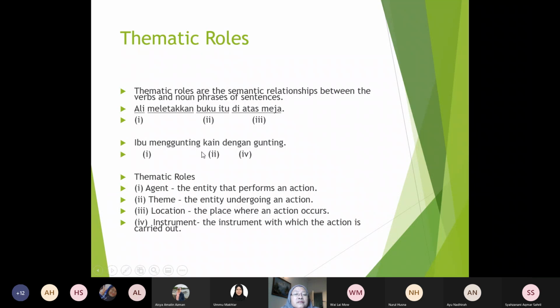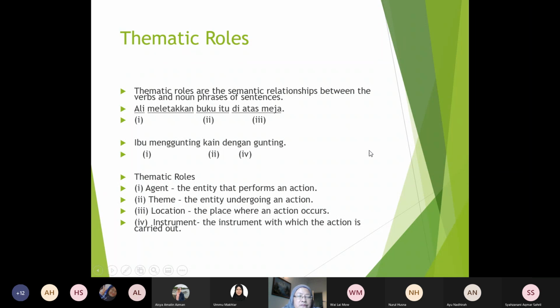Ibu menggunting kain dengan gunting. So I guess maybe it's a bit too mouthful if I use gunting. If I just say ibu melipat. Ibu melipat kain dengan gunting. So also ambiguous. Can be melipat kain dan gunting atau melipat kain yang ada gambar gunting. Okay, so it depends on how we read the semantic relation for the noun phrase.